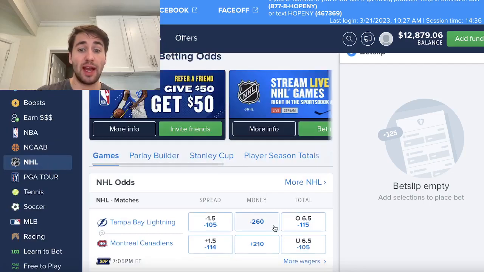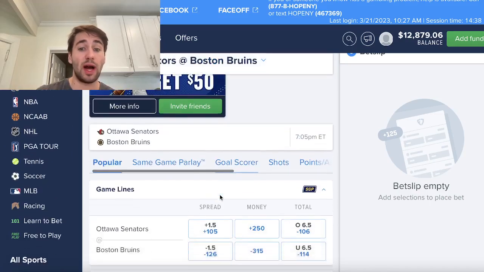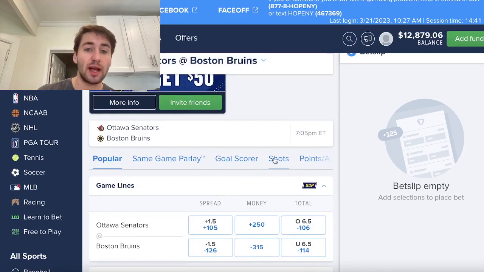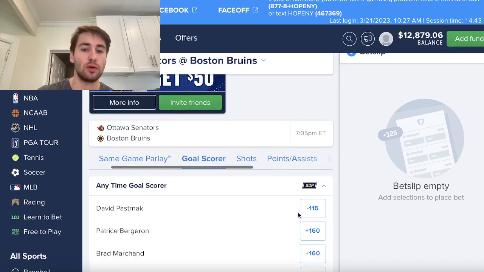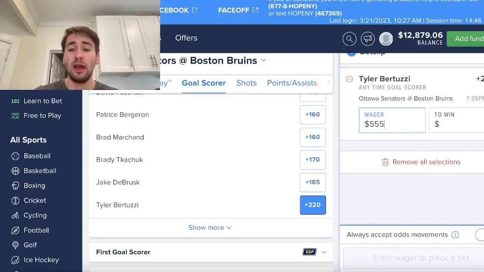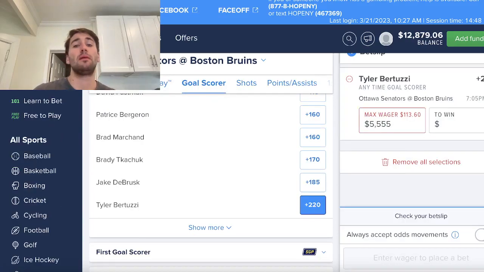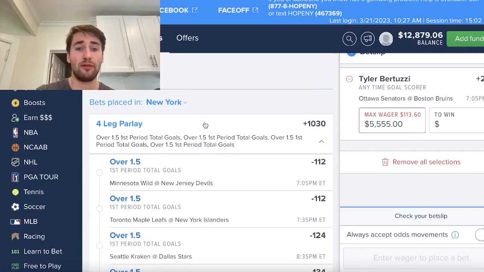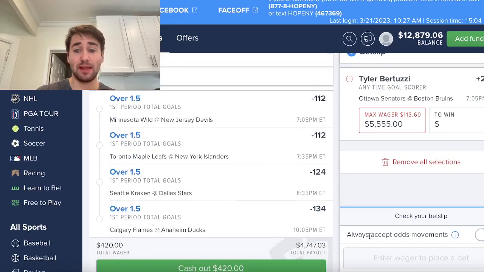And if you go to NHL, a lot of people will be like, oh, why did you bet $420? And if we go to goal score or something, you'll notice they don't offer unlimited bet sizes. Especially to me, a profitable customer, these sportsbooks can cut down your betting limits. And you can see right here, FanDuel saying, yo, your max wager is $113.60. So again, the reason I went with 420 is because that's the max they gave me.